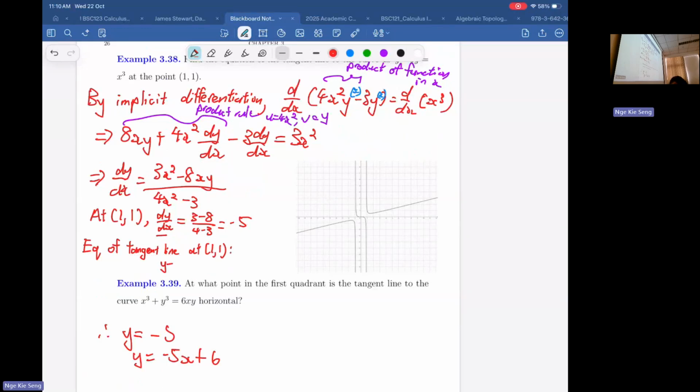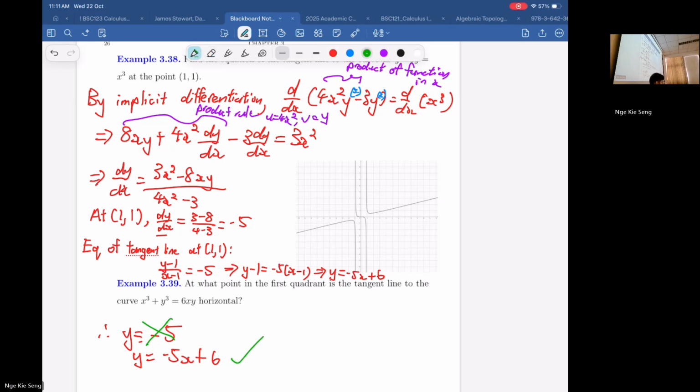So how do we compute this? It's basically (y minus 1) over (x minus 1) equals -5. So y minus 1 equals -5 times (x minus 1). Then you move the 1 to the other side. You get -5x plus 5 plus 1, so you get plus 6. Okay, so you get the second answer, so the first one is correct.